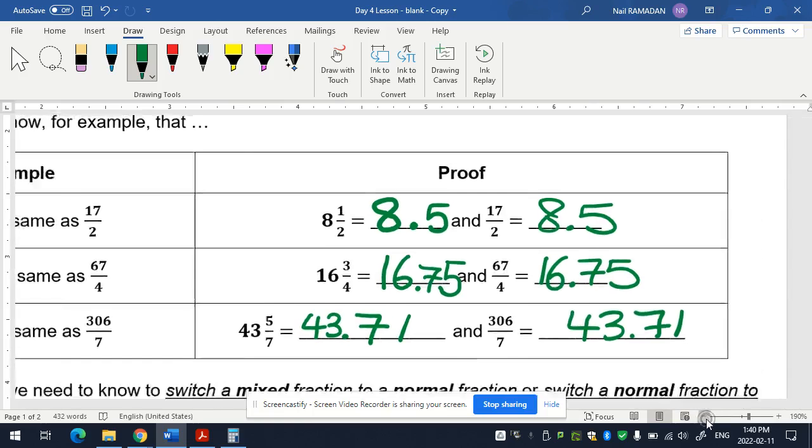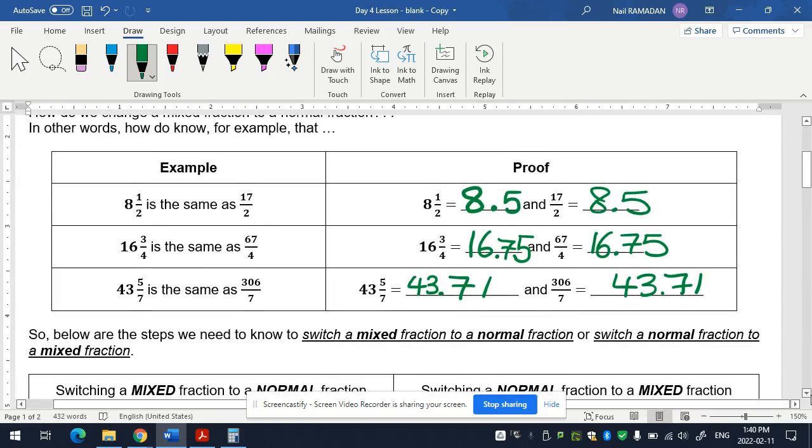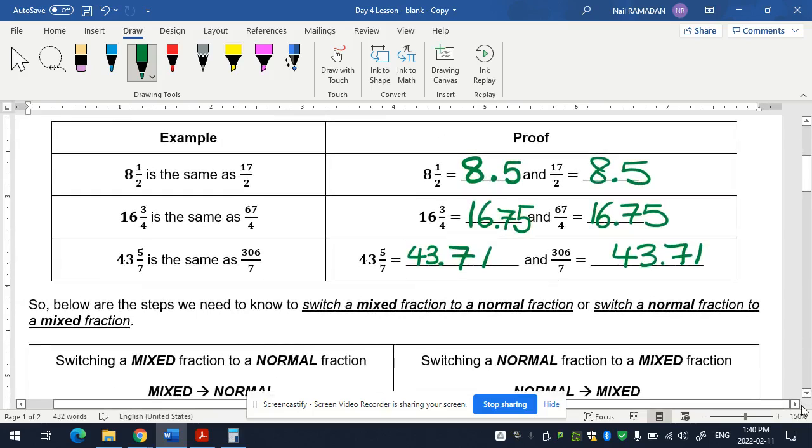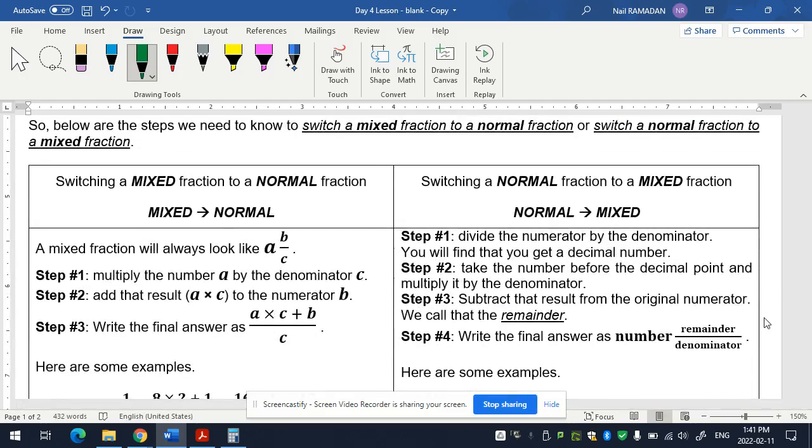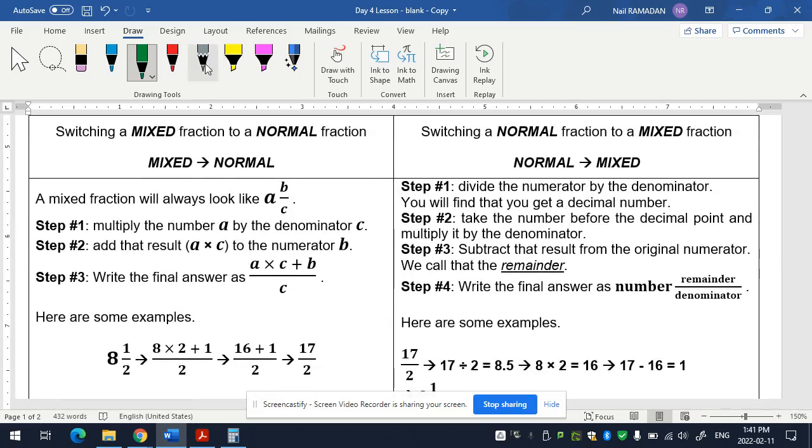Okay, all right. So everyone, just like rounding, I want to go through both rules with you. So pencils down. You don't have to copy anything. It's already filled in for you. And then we're going to flip the page and do examples. So let's read the first rule. Below are the steps we need to know to switch a mixed fraction to normal or switch a normal fraction to mixed. So let's focus on the first one, which just happens to be switching mixed to normal. So that's what I like to say, mixed going to normal.